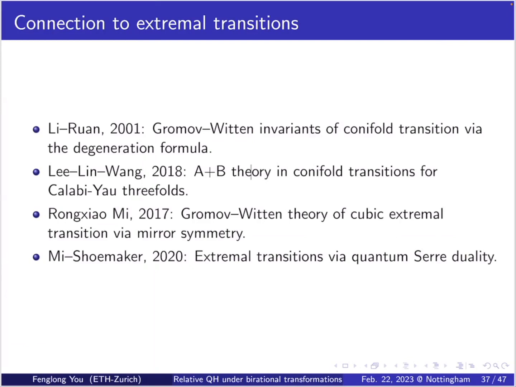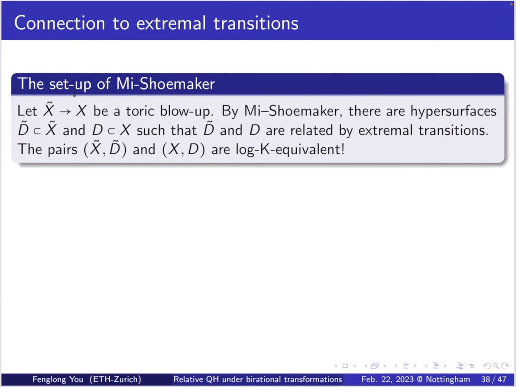There has been some work on these extremal transitions. For some recent work, there's a paper by Rongxiao Mi that uses mirror symmetry to study cubic extremal transitions. That means he studied the I functions of the Calabi-Yau threefolds and then related the I functions. And then there's the paper of Mi and Shoemaker that generalizes this case to toric blow-ups. So let me talk about the setup of Mi and Shoemaker.